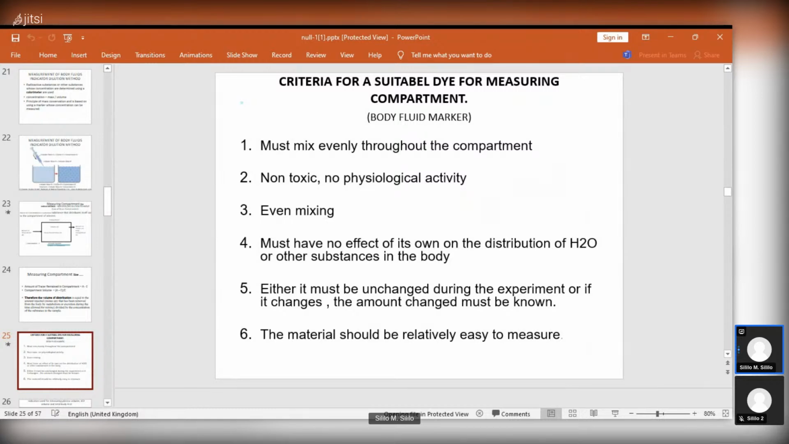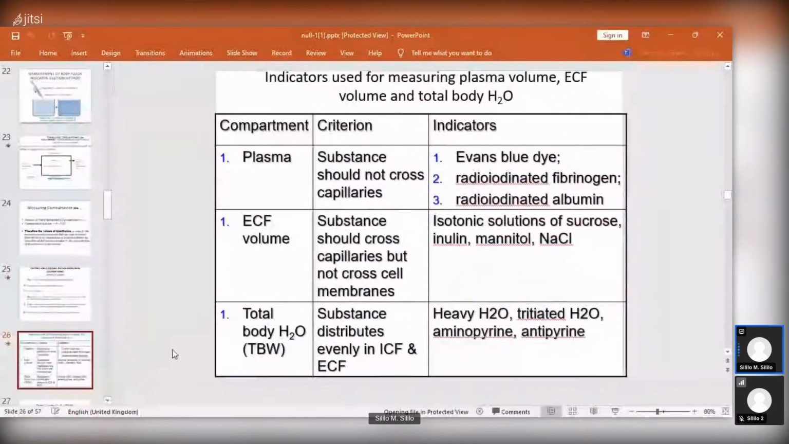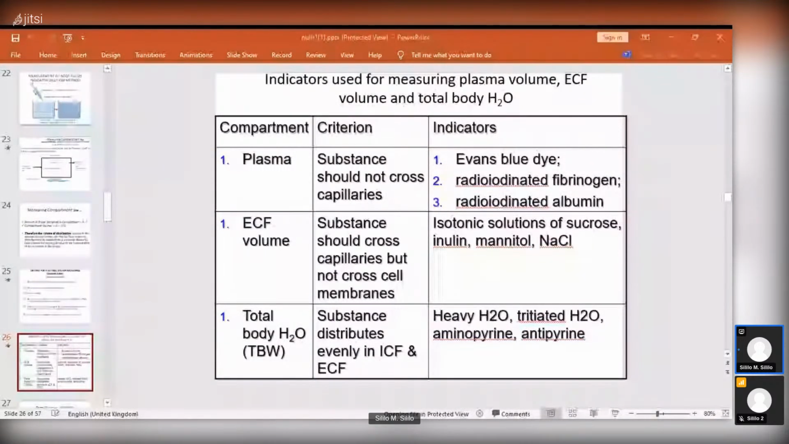What are the types of dyes that we use? Remember, I told you that there are three compartments that we measure. We measure the plasma volume, which is part of the ECF, and we measure your ECF volume as a total. Remember, ECF is made up of interstitial fluid and plasma volume. So there are certain dyes that are just going to go into your plasma. Your plasma is your blood. There are certain dyes that are going to go both into your interstitial fluid and plasma. That is the second thing there.